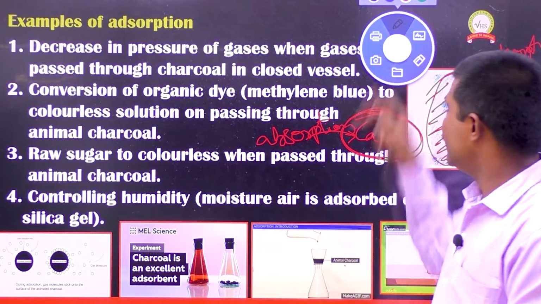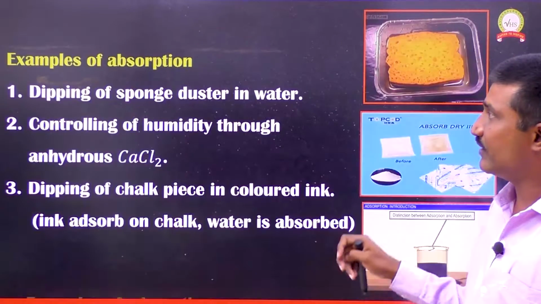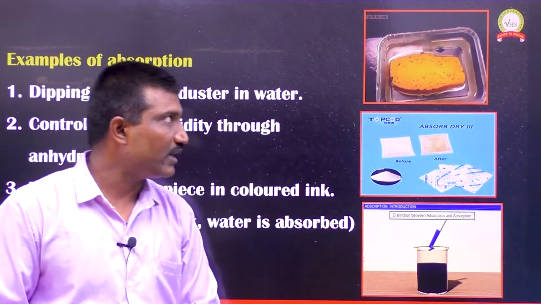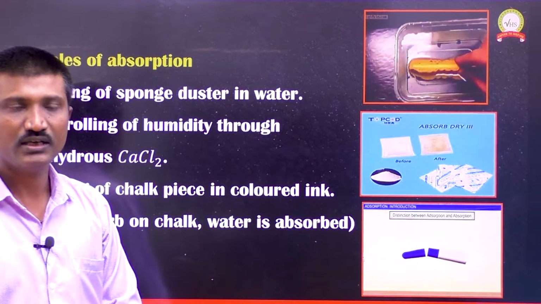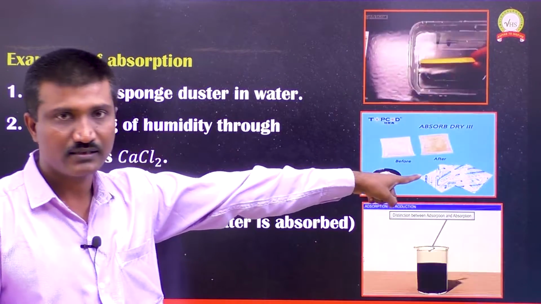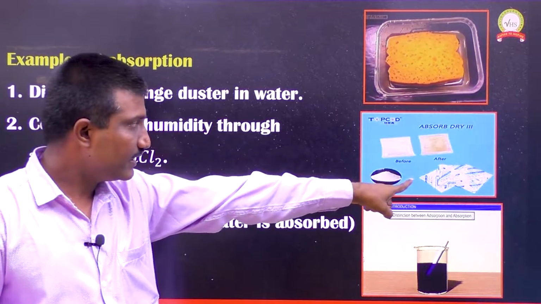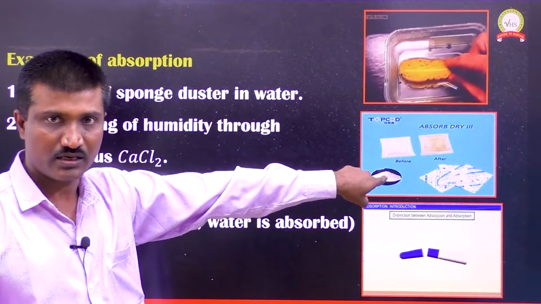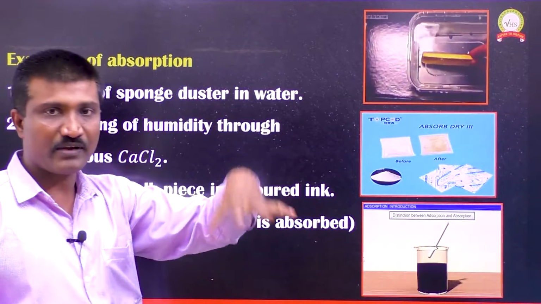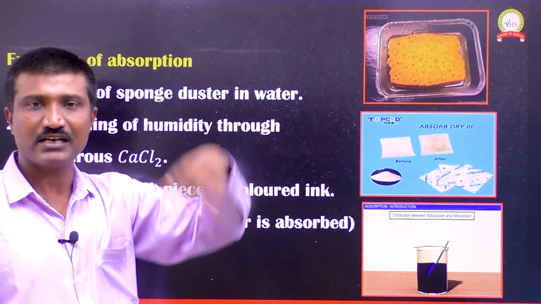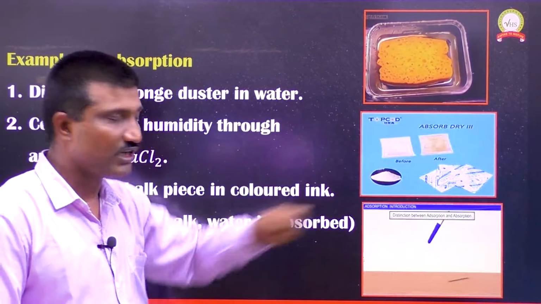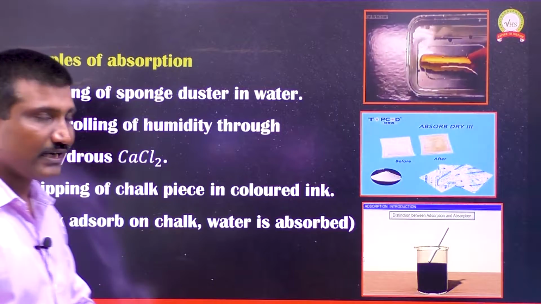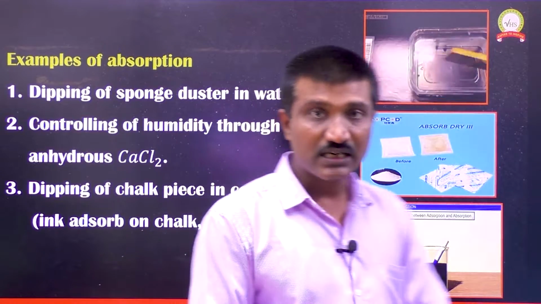Okay. Now, let us see what are the different examples we see in our daily life. One example we already discussed, that is dipping of a sponge in water. Another example is controlling of humidity using anhydrous calcium carbide. It is a white powder. If we keep it in an environment, then the size of that calcium carbide increases due to the absorption process. Clear?